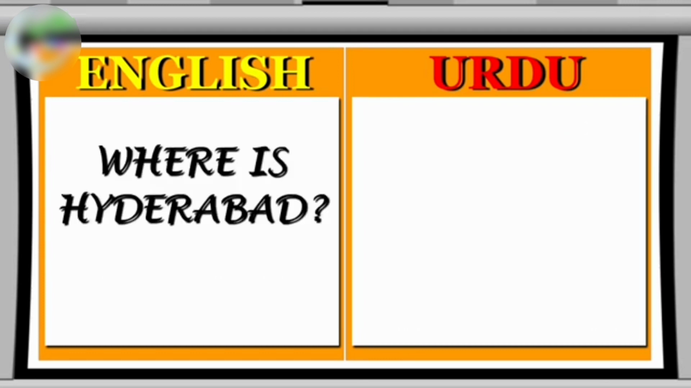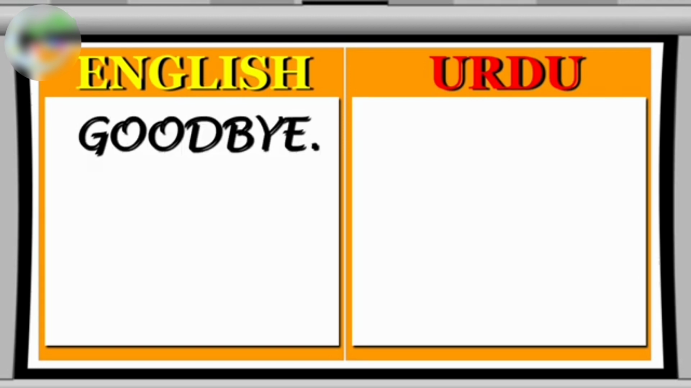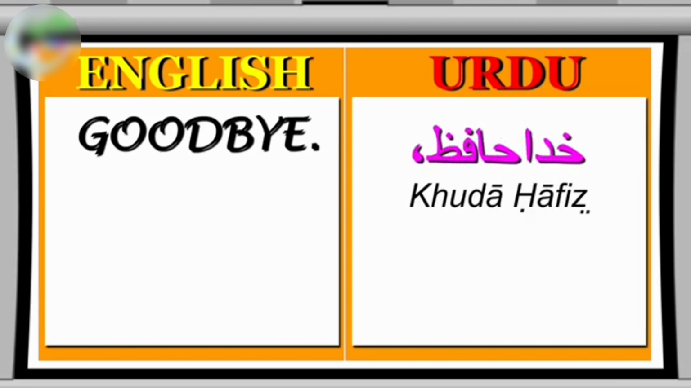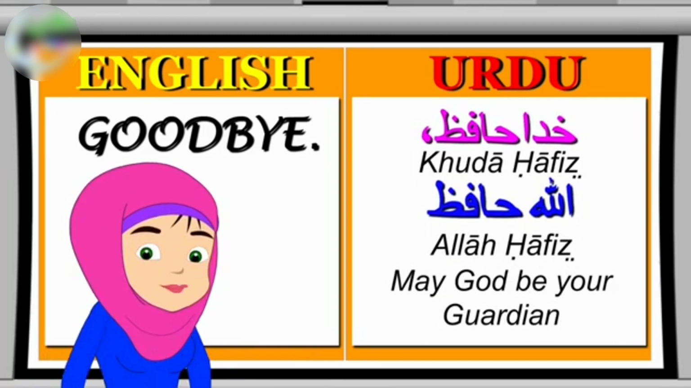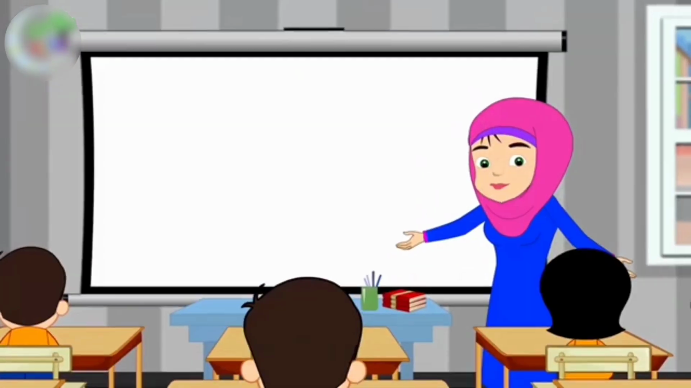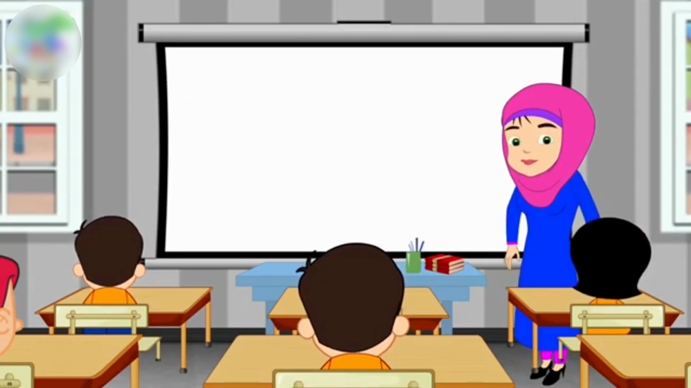What do you say for where is Hyderabad? Hyderabad kahan hai? Finally, what do you say for goodbye? We say Khuda Hafiz or Allah Hafiz. It means may God be your guardian. Khuda is derived from Persian for God, Allah from Arabic for God. So, Khuda Hafiz. These are some basic sentences which will help you to communicate with an Urdu speaking person.